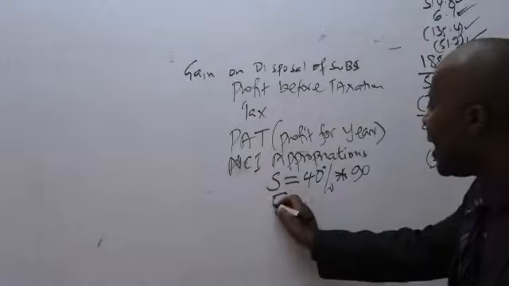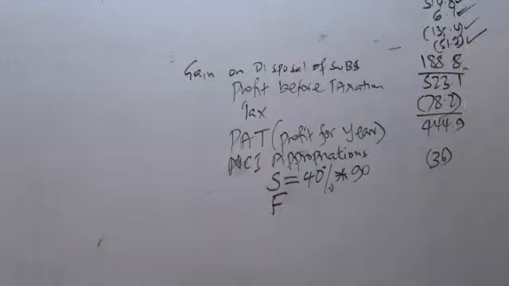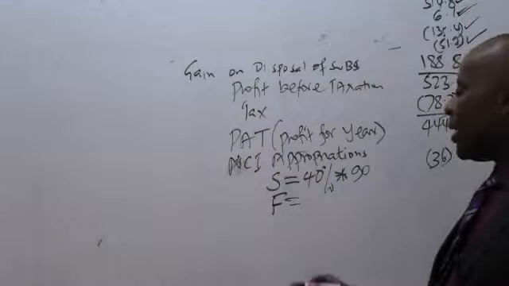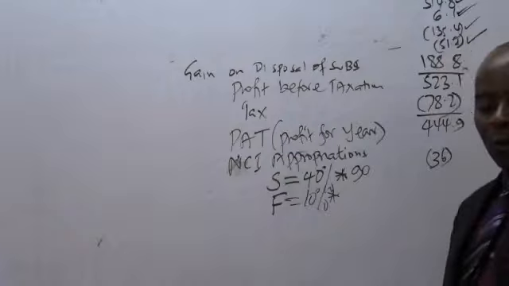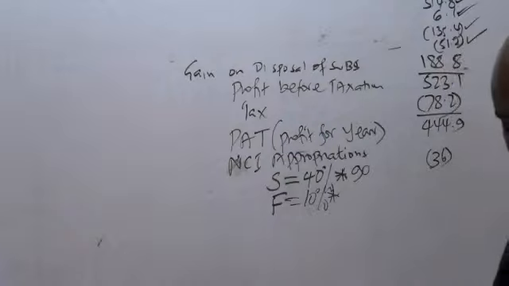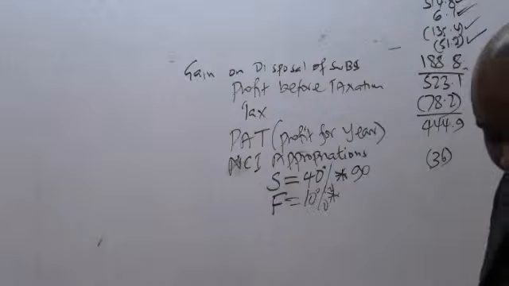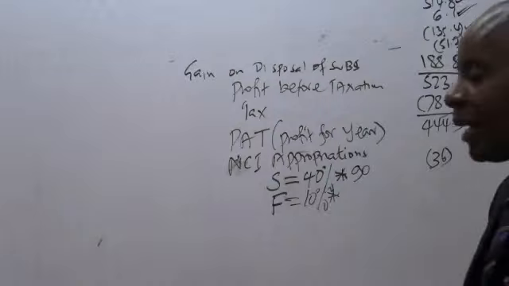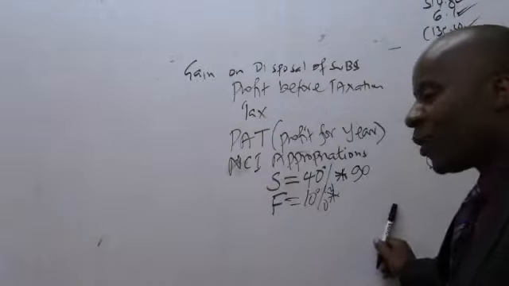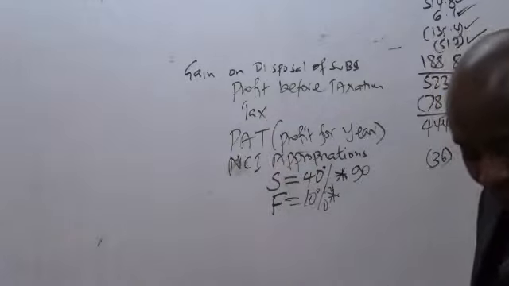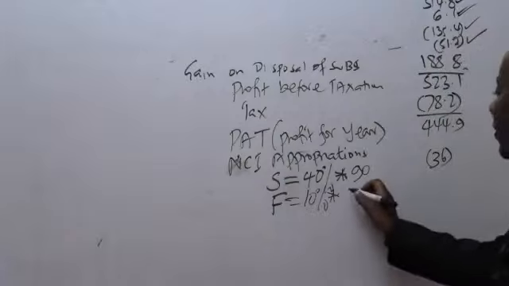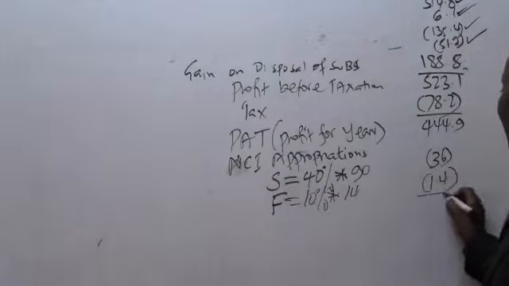And we also have NCI of F. NCI of F was what percentage? NCI of F was 10% of the profit after tax of F. What is the profit after tax of F? Do not do the appropriation of comprehensive income. You do the appropriation of profit after tax. So they tell me that for F it is supposed to be 14. So 10% of 14 gives me 1.4. So please come and subtract there.